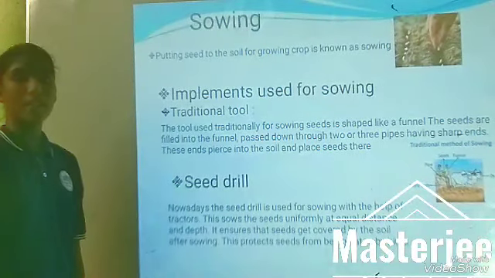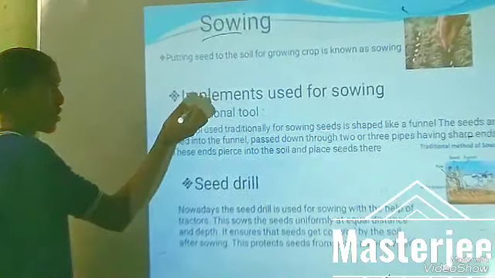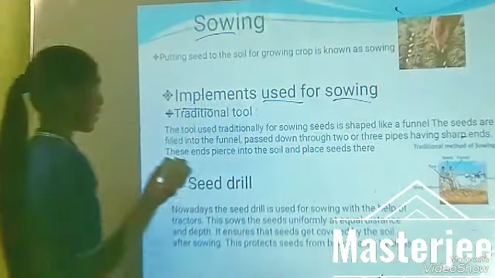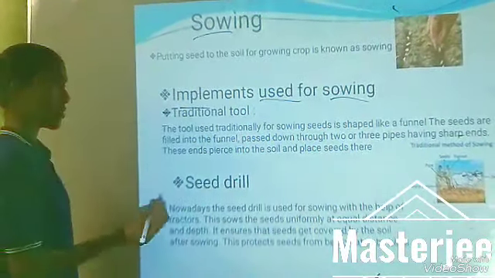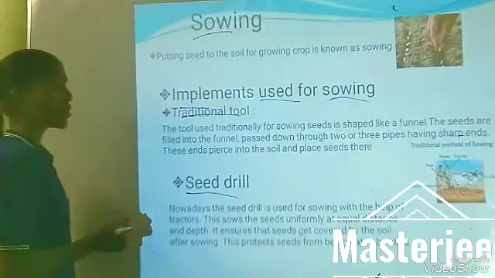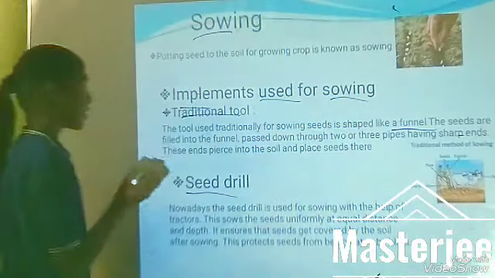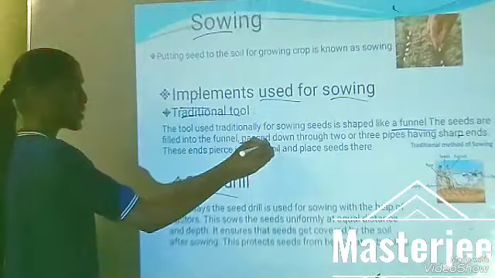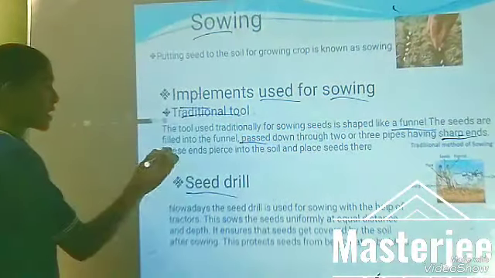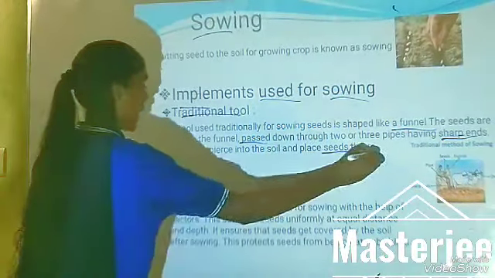The next thing in agriculture practice is sowing. Sowing is nothing but putting seed to the soil for growing crops. Implements used for sowing. There are two methods of sowing seeds, which are traditional tool and seed drill. The tool used traditionally for sowing seed is shaped like a funnel. The seeds are filled into the funnel and passed down through 2 or 3 pipes having sharp ends. These ends pierce into the soil and place the seed there.